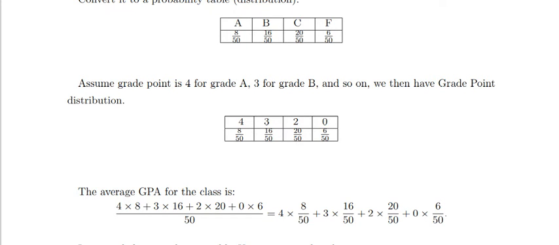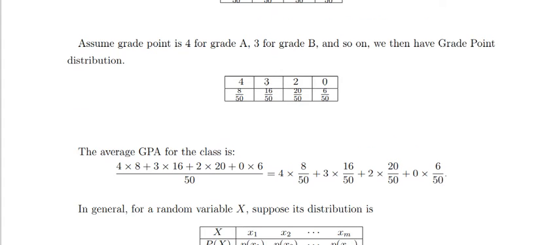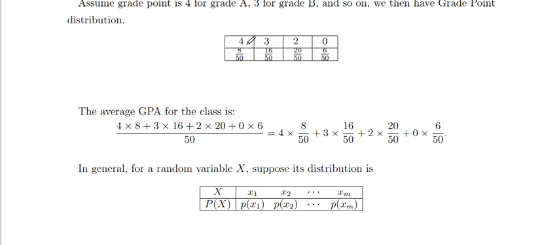Okay. From this distribution, we want to find the average GPA for the class. We can calculate it two ways. Find the total grade points, then divide by 50. This is the average, right? Or we find it as 4 multiplied by this percentage, then 3 multiplied by this percentage, and 2 multiplied by this percentage.